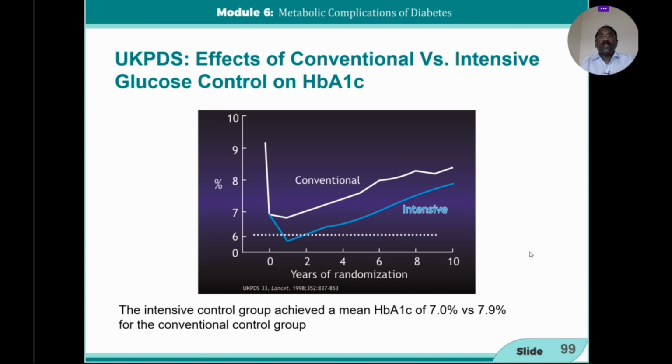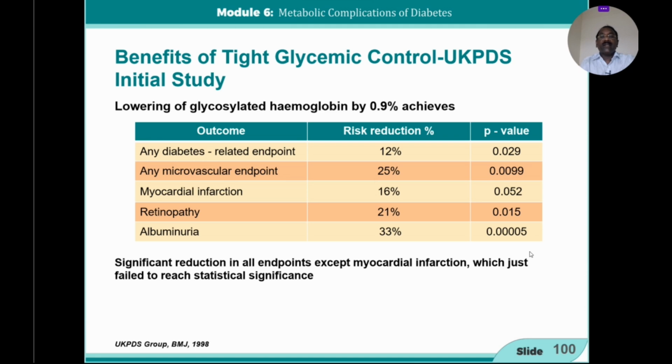Conventional versus intensive: the more intensive, the more reduction in complications. Benefits of tight glycemic control: the lowering of glycated hemoglobin by 0.9%, you can think of it as 1%. Suppose there is a 1% reduction in the HbA1c, there will be risk reduction of all these things: any diabetes related endpoint by 12%, microvascular endpoint by 25%, myocardial infarction by 16%, retinopathy by 21%, albuminuria by 33%. See, significant reduction in all endpoints except myocardial infarction, which just failed to reach statistical significance.